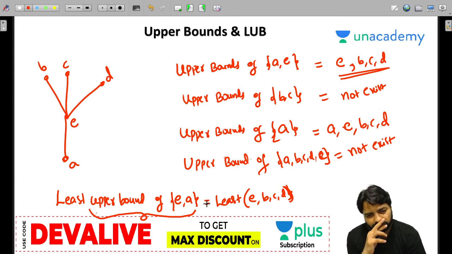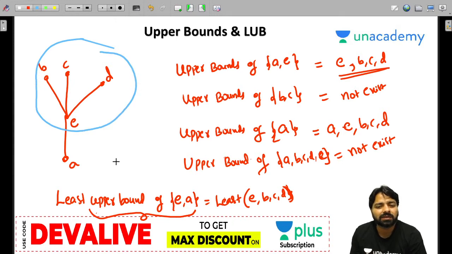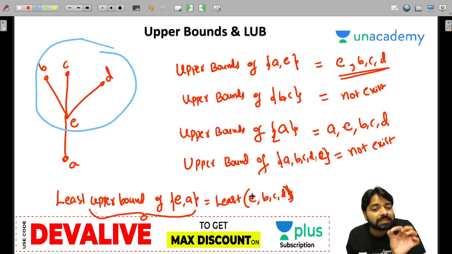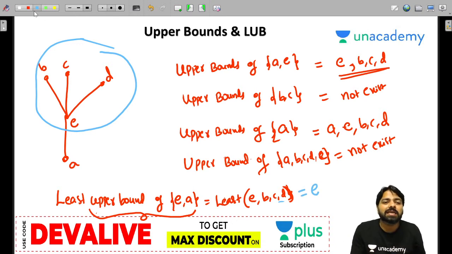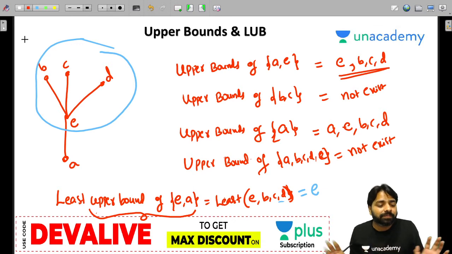Come on. Who is the least among them? E, B, C, D. If you compare these four elements, who is the least element? And that is also inside those four elements. That is E. E is the predecessor to all of them. Least among only those four. Remember, never go out of them.